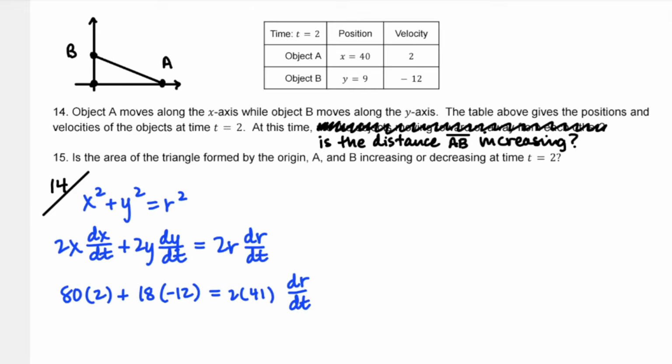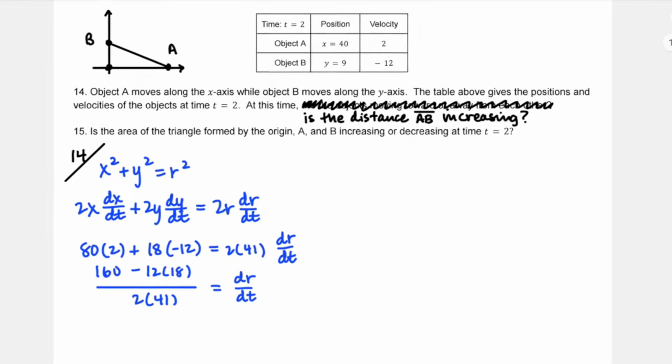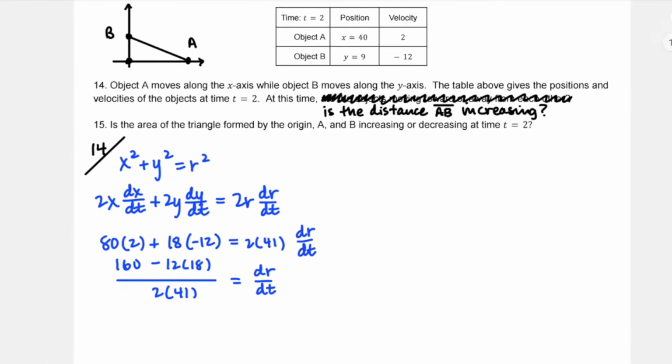So I'm going to have 160 minus 12 times 18, which I know is a negative number, so I'm not even going to worry about it too much. I'm going to solve for dr dt, and zoom out a little bit so I can write underneath it and say decreasing because dr dt is negative.